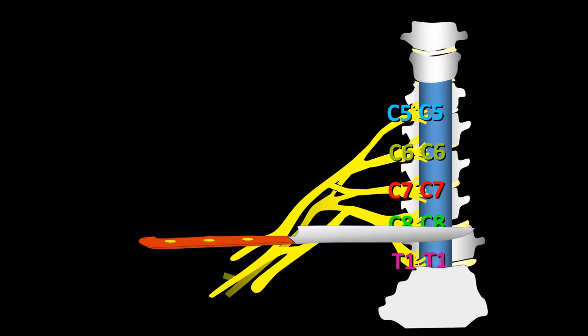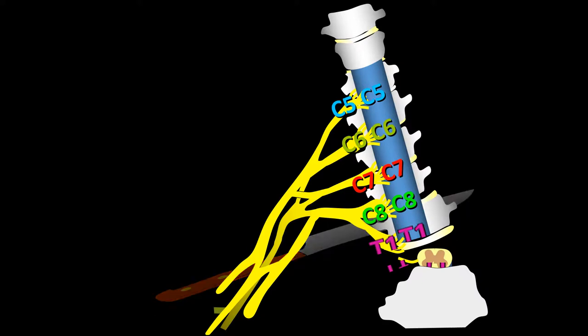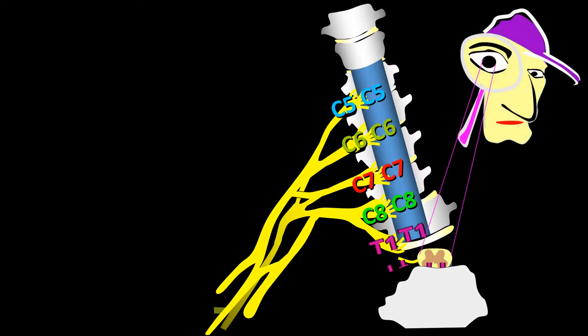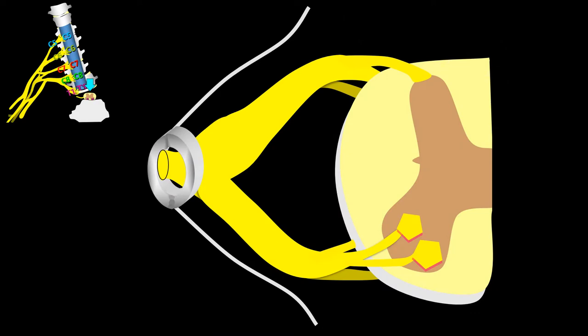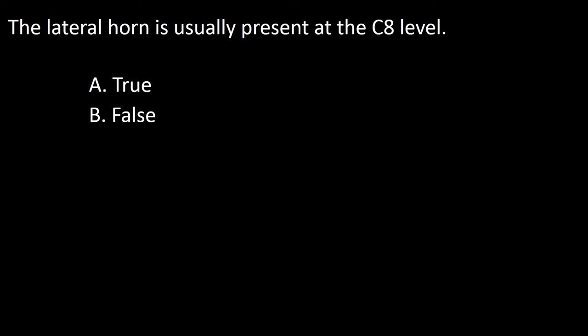If instead of cutting at the level of C8, we cut at the level of T1 and do the same procedure, that is, we look where we cut, we would see a slightly different picture. We would see the anterior horn, the posterior horn, but also we will see the lateral horn. And were we to use a special stain, we would see sympathetic motor neurons in the lateral horn and sympathetic fibers intermingling with the ventral horn rootlets and root. The sympathetic neurons conglomerate at this level in the lateral horn, and they are called the nucleus of Budge. So the answer to this question is B.